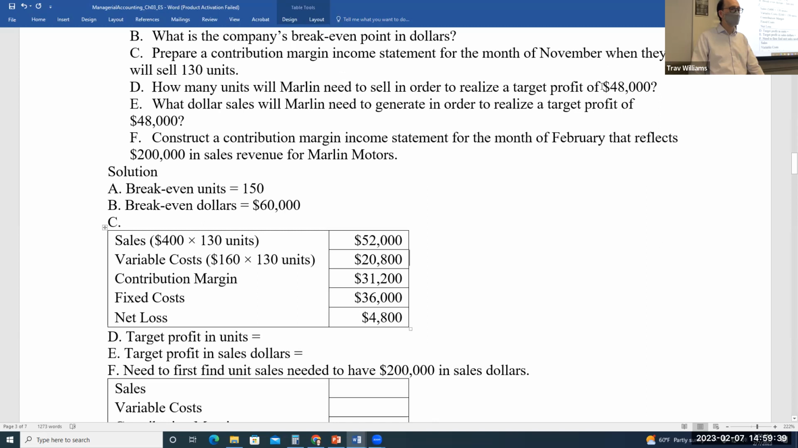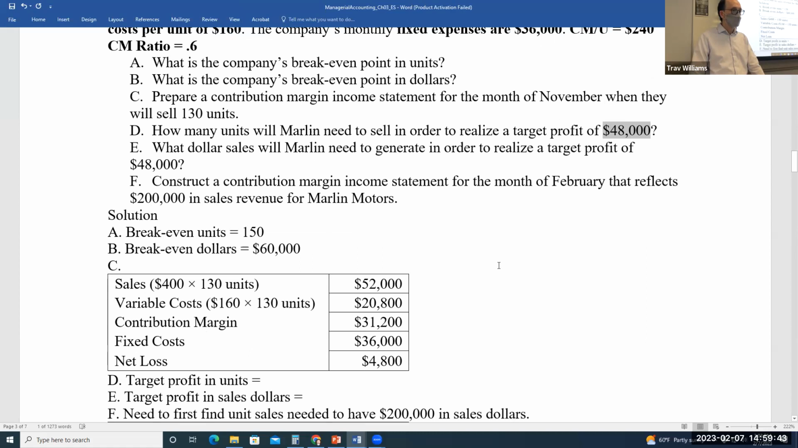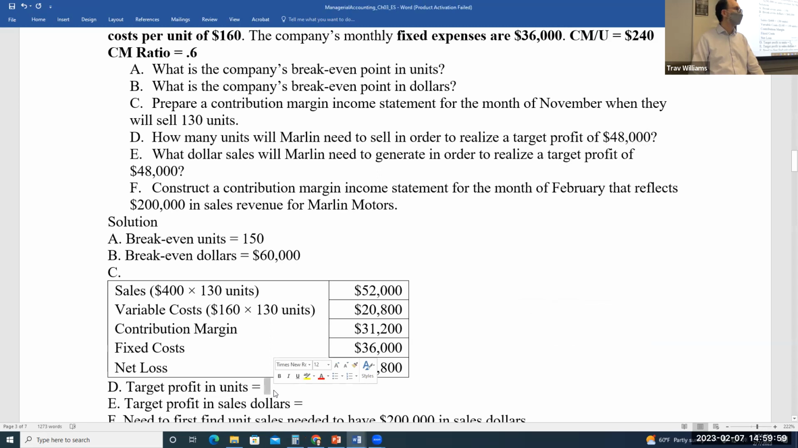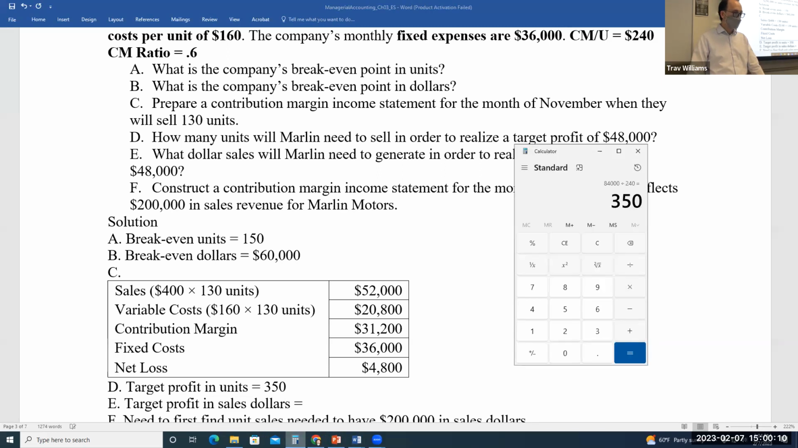And in D, it says they want a target profit of $48,000. So now what do we have to do to figure out how many units? Fixed costs plus the desired margin divided by contribution margin per unit. Okay. When we do that, we get 350 units. If I did that right. Anybody got a different number? And if we want to convert that into dollars, we can multiply that by our sales price.